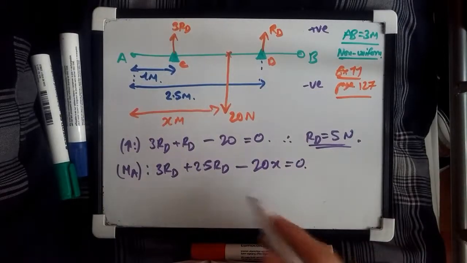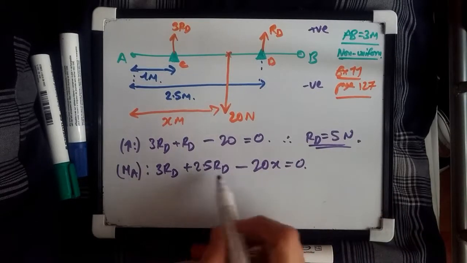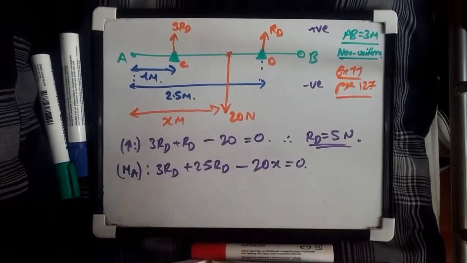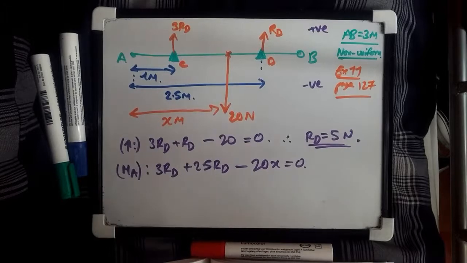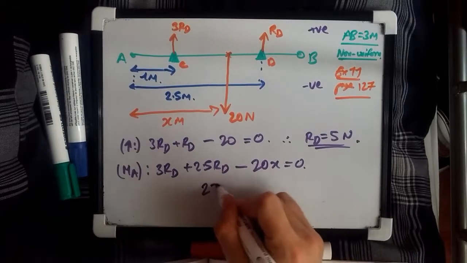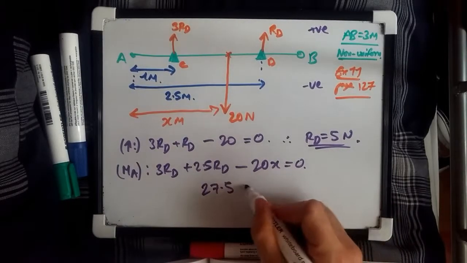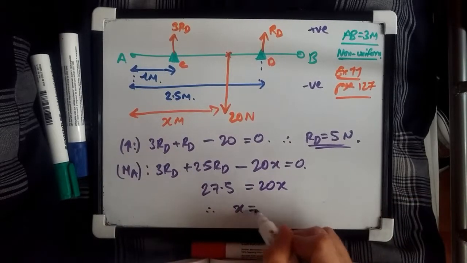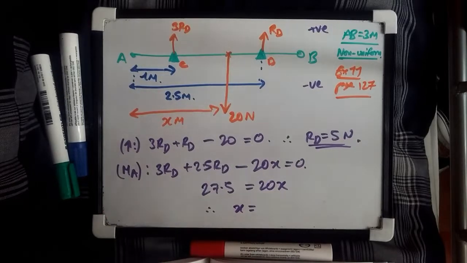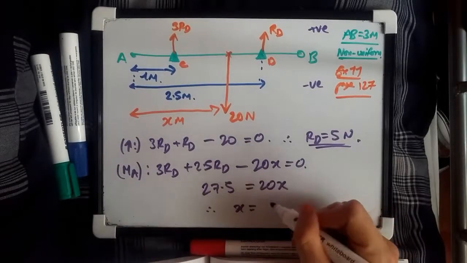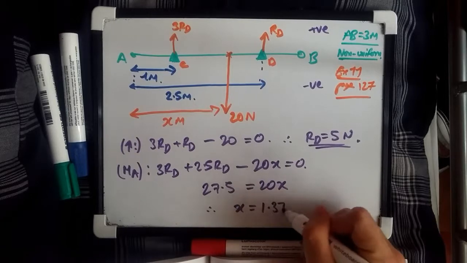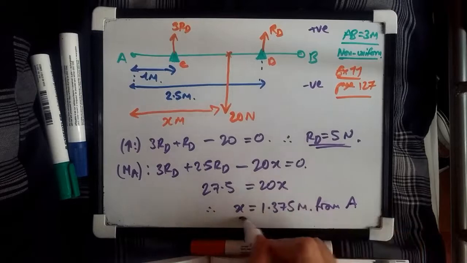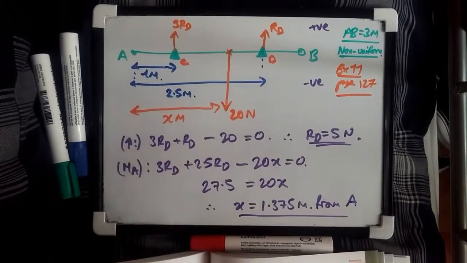Now this is an easy case: adding up these two and replacing RD with 5, we have 5.5 times 5, which gives us 27.5, and this equals 20X. Dividing both sides by 20, we get a nice X equals 27.5 over 20, which is exactly 1.375 meters from A.